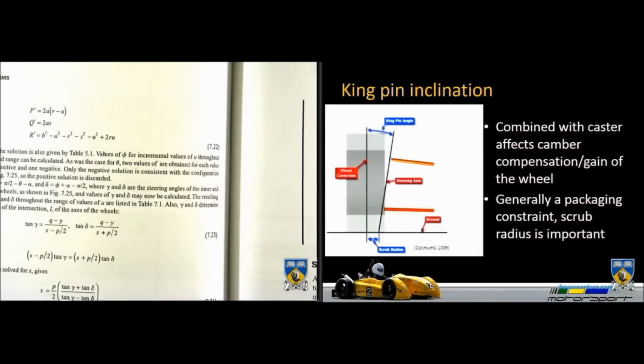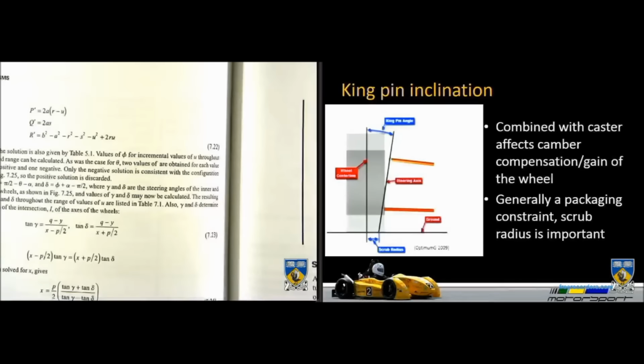Kingpin inclination: if you're looking at the front of the car, the kingpin inclination is the inclination of the steering axis in front view, and combined with caster, it affects the camber compensation and gain of the wheel. So as you turn the wheel, how much the wheel tilts into the ground. It's more generally a packaging constraint, and scrub radius is important. Scrub radius is the distance between the intersection of the steering axis with the ground and the centre of the contact patch, this point here.